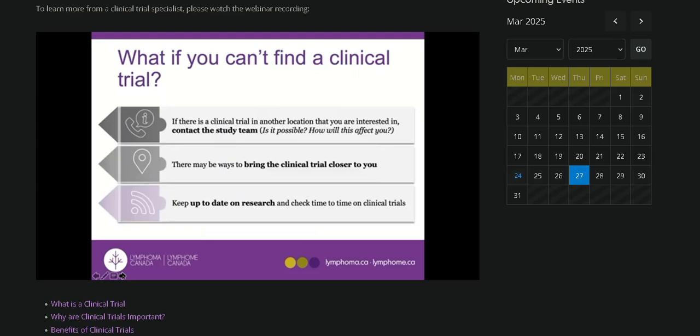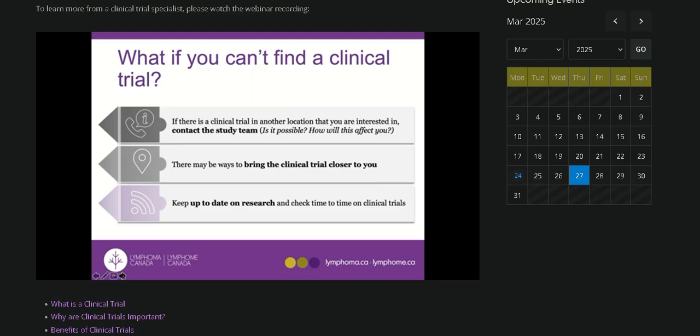So what if you're interested but you can't even find a clinical trial? There are a few options there for you to consider too. One is, if the trial isn't close to you but you're still interested in it, I'd encourage you to contact the study team. There still might be a possibility for you to participate in the study, and it's good for you to find out logistically what that would mean.